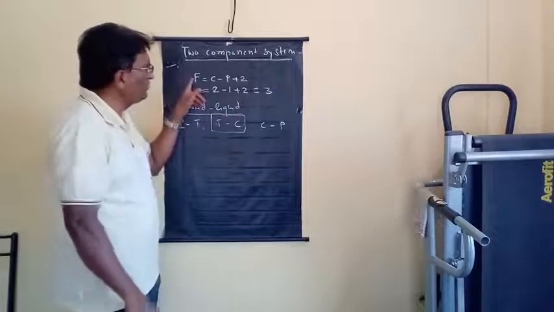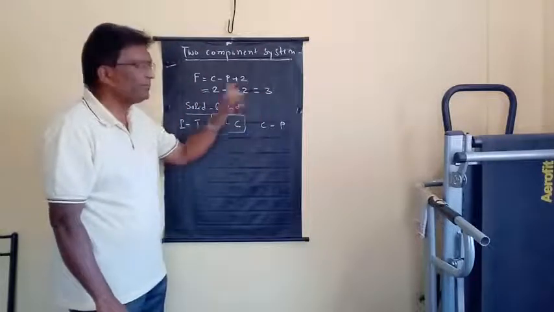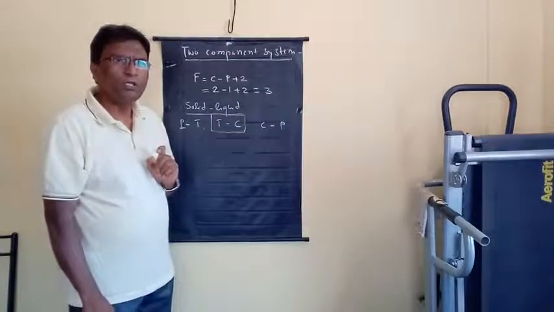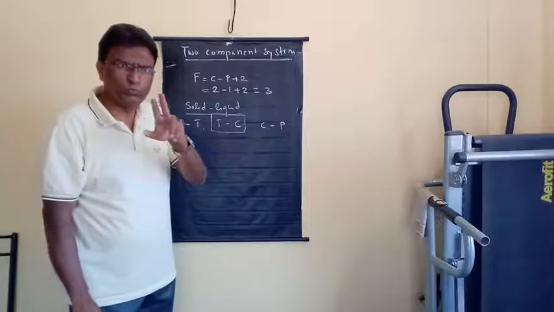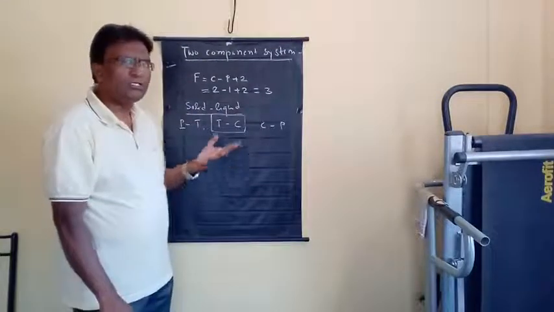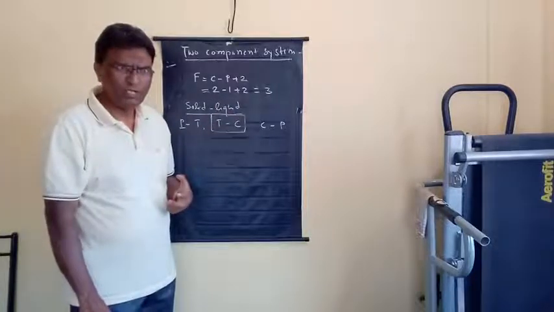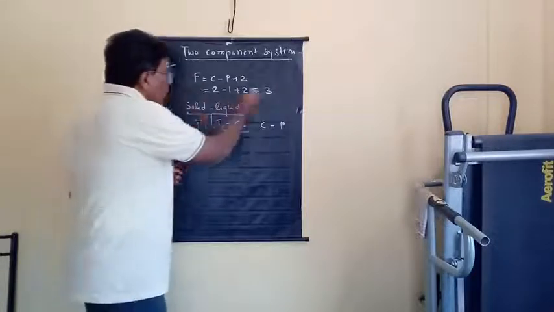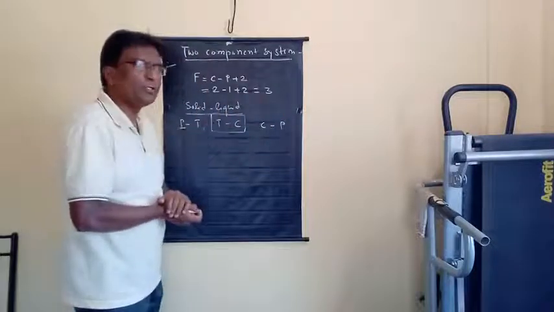Now, if we use this phase rule, then the degree of freedom becomes 3. Now, the maximum degree of freedom should be 2. Then and only then can we explain this diagram significantly. And therefore, we want to reduce this particular phase rule.